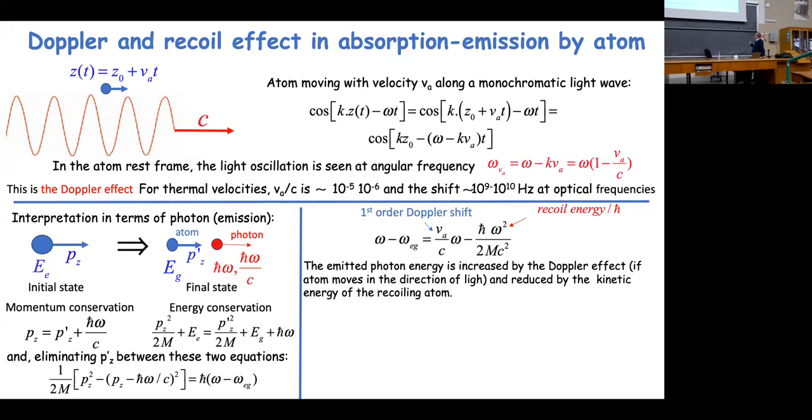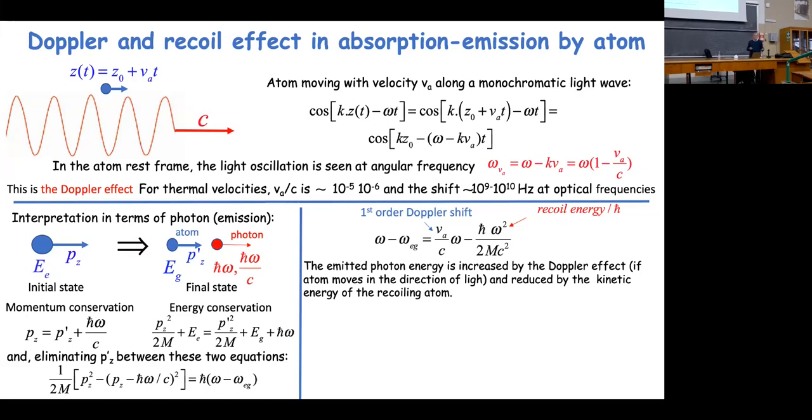And when you solve this equation, you find again the Doppler effect: omega minus omega eg. This is the difference between the frequency of the laser and the frequency of the atomic transition. It is equal to v z over c times omega. This is a Doppler shift, which is the same as above. But you have an extra term here, minus h bar omega squared over 2mc squared. This is called the recoil energy.